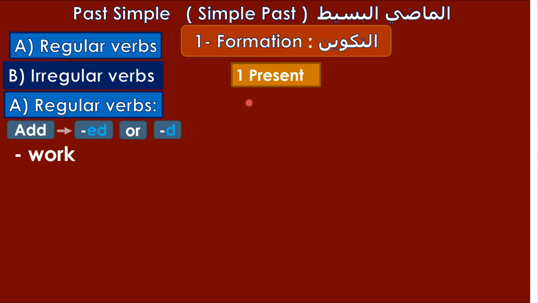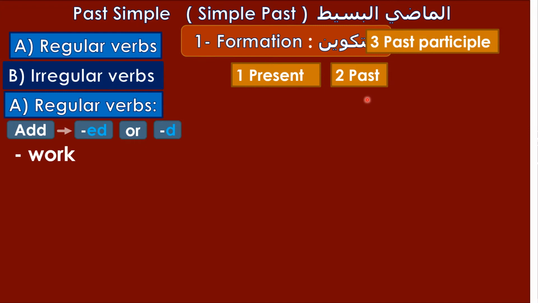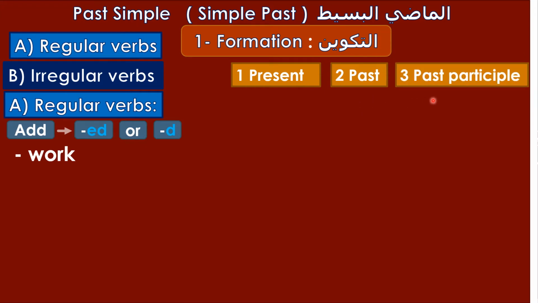We have present which is form 1 and then past which is form 2 and past participle which is form 3, as we said or mentioned in all our videos.